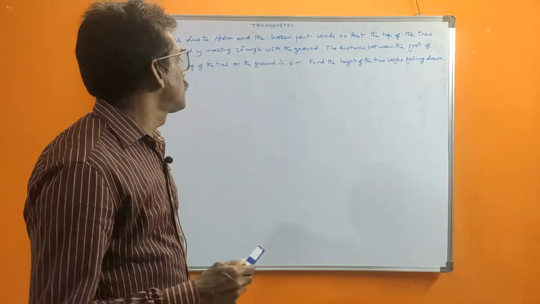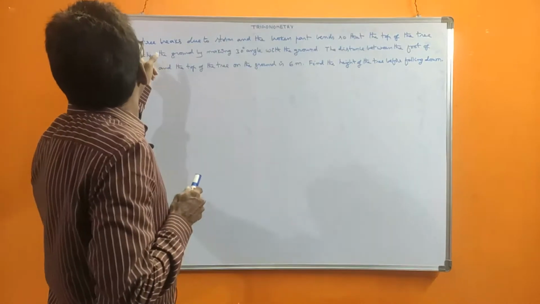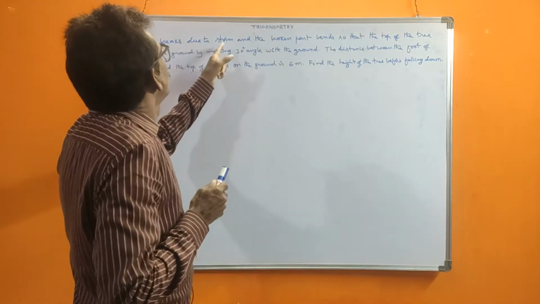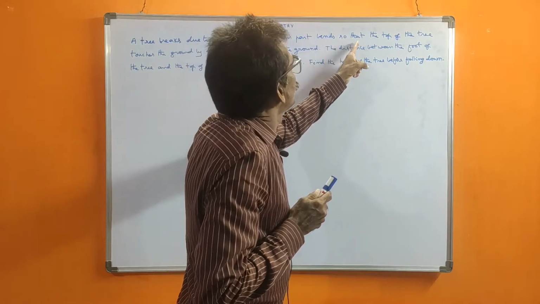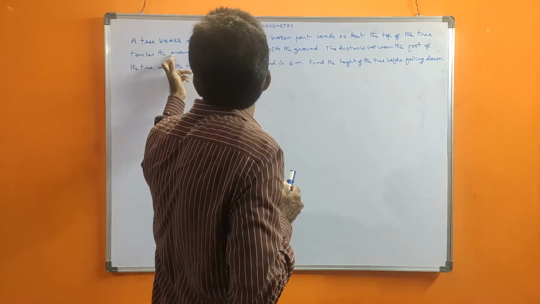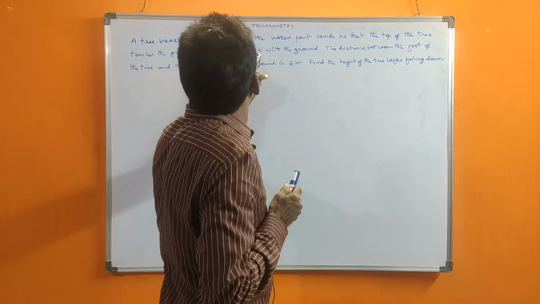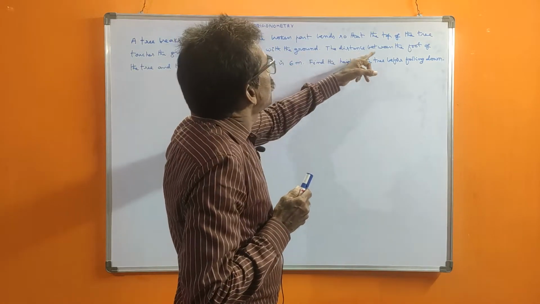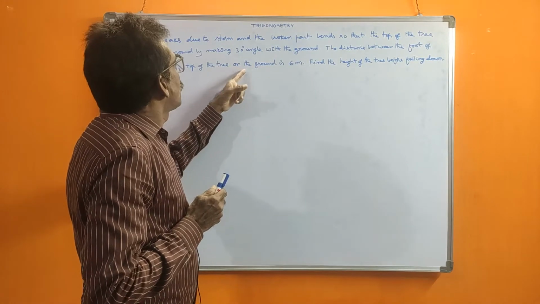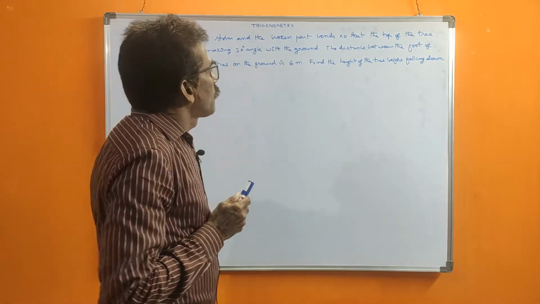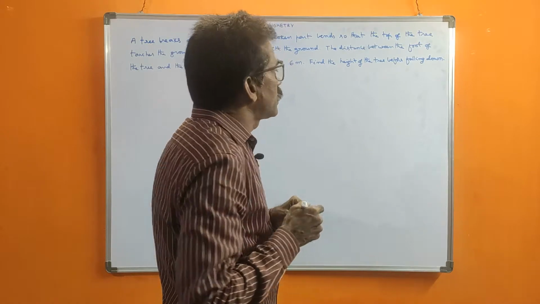I will explain. First, a tree breaks due to storm and the broken part bends so that the top of the tree touches the ground by making 30 degrees angle with the ground. The distance between the foot of the tree and the top of the tree on the ground is 6 meters. Find the height of the tree before falling down.